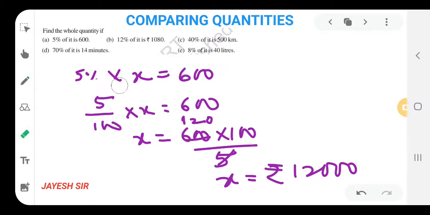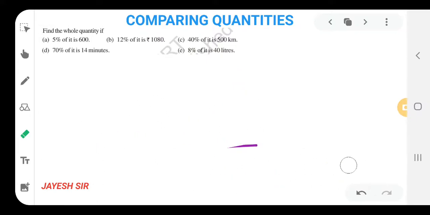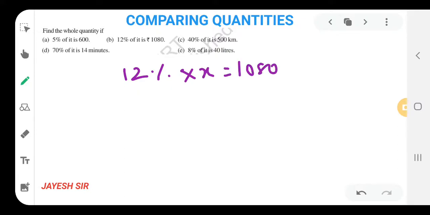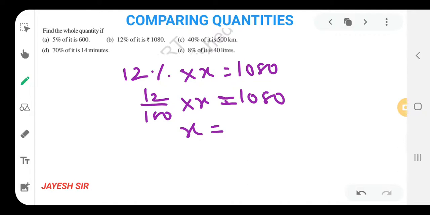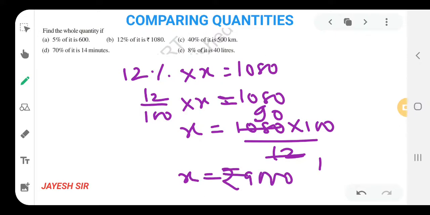Next sum, let us begin with that. That is 12% of it is rupees 1080. 12% of it. Similarly, first I am making the equation. 12% of means multiplication, x is equals to rupees 1080. That is the equation. 12 upon 100 to remove the percentage sign. This thing as it is. Now what we are going to do? 100 is in division. After going that side, it will be in multiplication. And 12 is in multiplication. After going that side, it will be in division. If you know the table of 12, 12 nines are 108, 90 into 100, which will result in rupees 9,000. So this is the final answer.